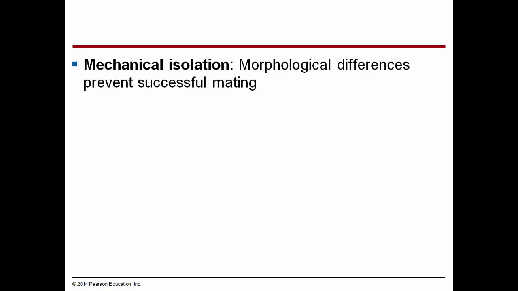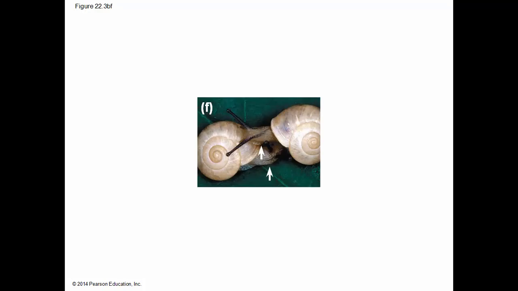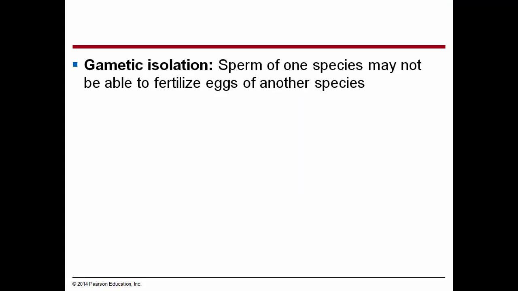Mechanical isolation: morphological differences prevent successful mating. You can look at these snails, or like a chicken and a dog, or any species, a lion and a house cat. They're not going to be able to mate, so they've evolved into distinct species. Okay, here are the gonadopores. They can't line them up right, therefore it eventually leads to speciation.